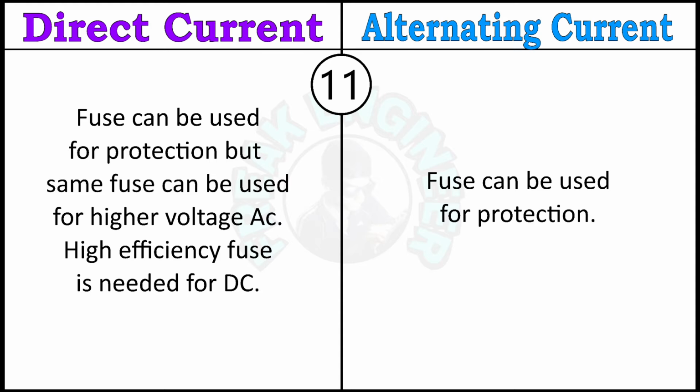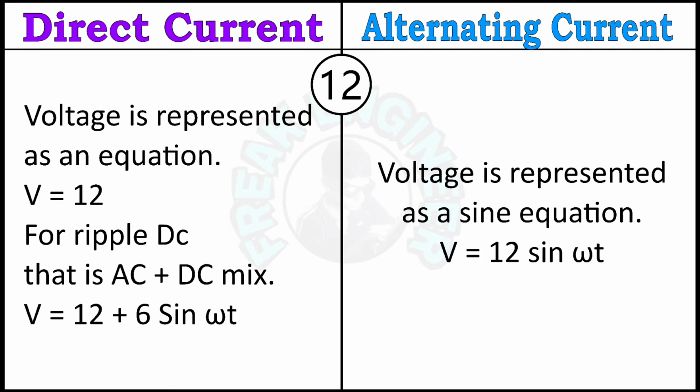Number 11. In DC, a fuse can be used for protection, but the same fuse can be used for higher voltage AC. That means a high frequency fuse is needed for direct current, and in AC, a fuse can be used for protection. Number 12. DC voltage is represented as an equation like V equals 12, and AC voltage is represented as a sine equation like V equals 12 sin omega t.